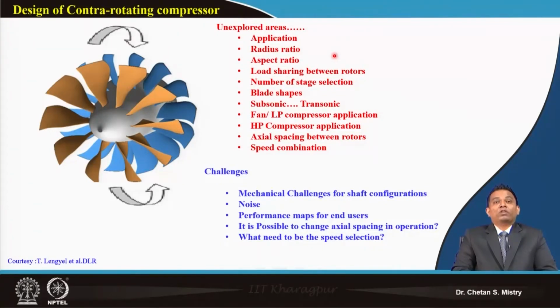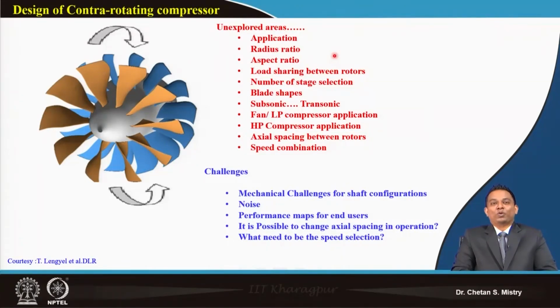When we talk about the dimensions, we still need to decide the radius ratio. Will it be a low radius ratio? Will it be a high radius ratio? What will happen if I have a high radius ratio? What will happen when we use a low radius ratio? That kind of study is still to be explored. Aspect ratio of the blade is one of the major attractions. People are moving towards low aspect ratio fans, but for contra rotating, do we have such a thought? That is still unanswered.